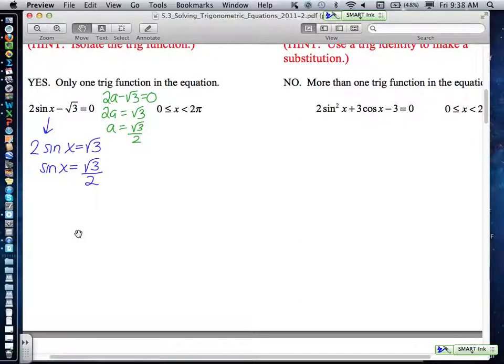So now I want to find out, what are the angles? What are the x values? And in this domain, what are the x's between 0 and 2 pi that have a sine that's root 3 over 2? Pi over 3 is one of them. That's right. How'd you do that? Well, you make 60 degrees. Because if you just make the triangle, it's either 30 or 60 degrees, and 30 degrees has 1 over 2, and 60 degrees has root 3 over 2.